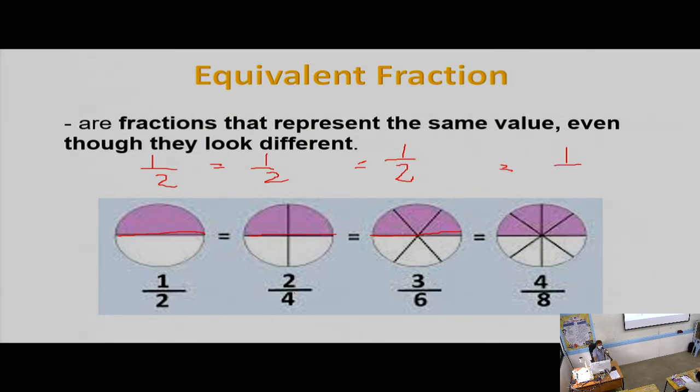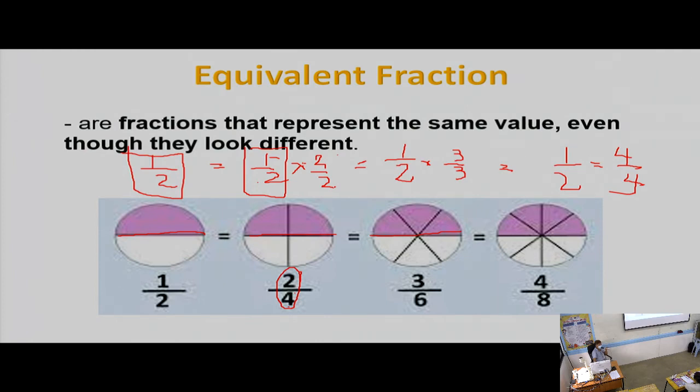So 1 over 2 is equal to 2 over 4, 3 over 6, and 4 over 8. The second one is 1 over 2 multiplied by 2 over 2. This one is multiplied by 3 over 3. And this one is multiplied by 4 over 4. But again, these are all equivalent fractions, okay? So 1 over 2: 1 times 2 is 2, 2 times 2 is 4. That's why we have here 2 over 4. But they are both equal since they are both 1 over 2.